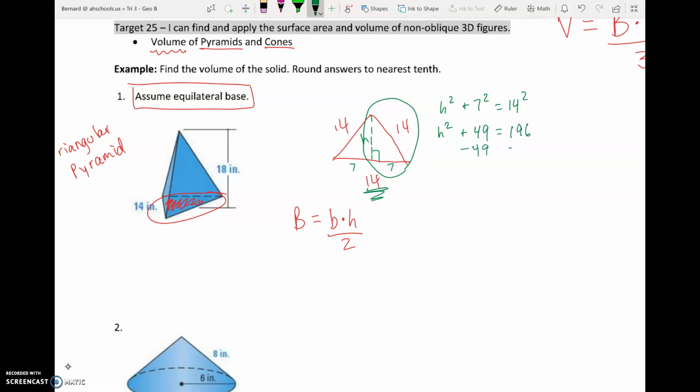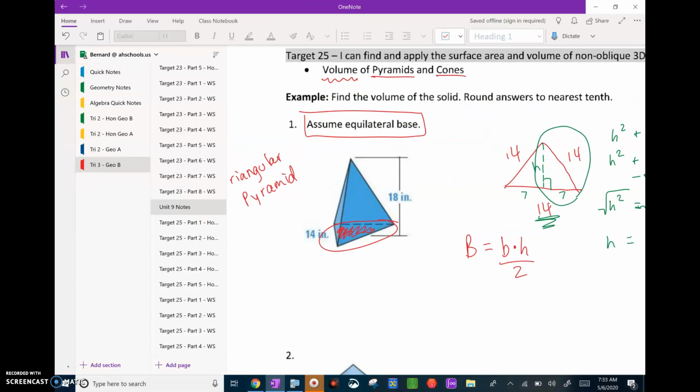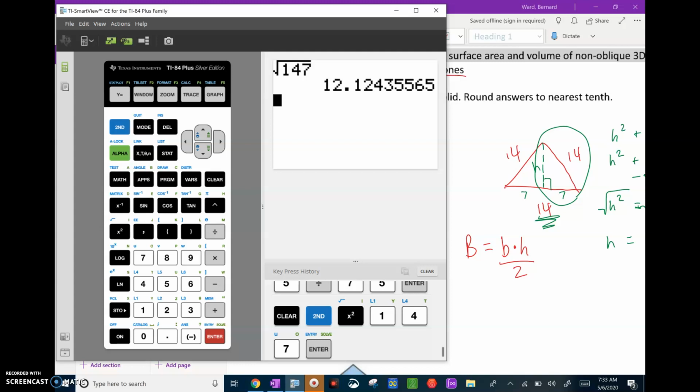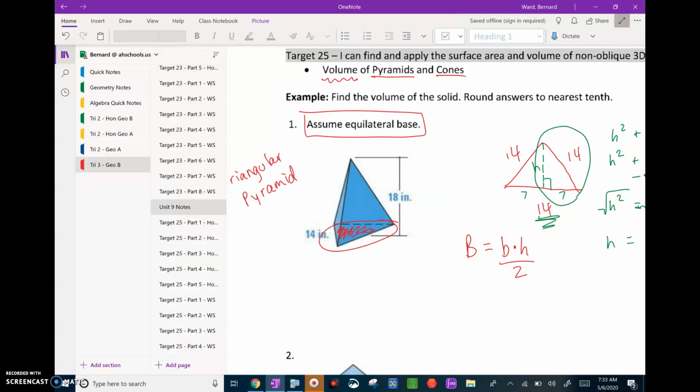Then we will subtract 49 from both sides, and we'll get H squared equals 196 minus 49, which is 147. And then finally, we'll take the square root of both sides, and we'll get H equals, and I'll even do that with you, second square root of 147. And it tells us 12.1. 12.1 is what H is.